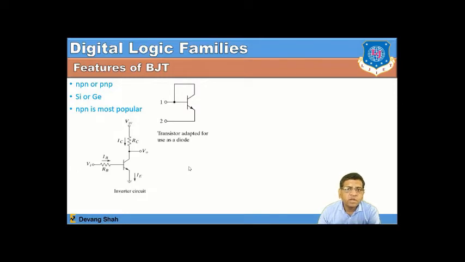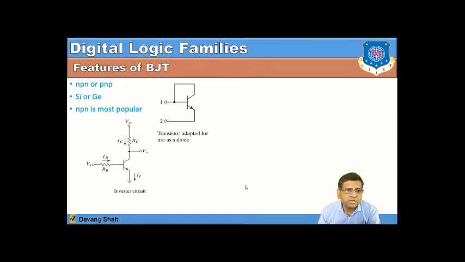And likewise, if Vi is equal to 1, the base of the transistor is 1, that means the switch is closed, that means VO is directly connected to the ground line. The VO is directly connected to the ground line when the transistor acts as a closed switch, right? So VO goes to 0. This is nothing but the realization of an inverter.